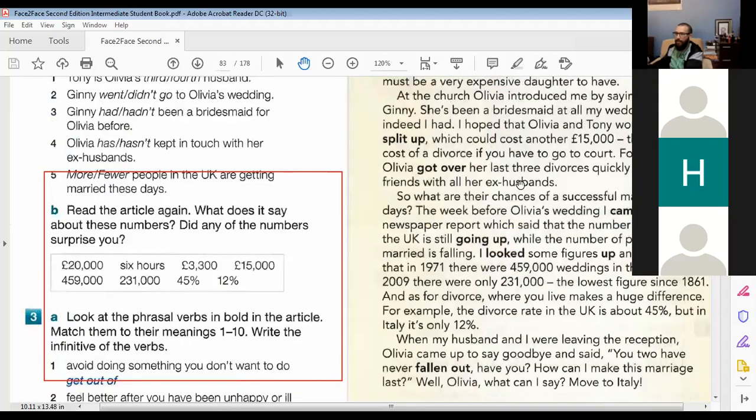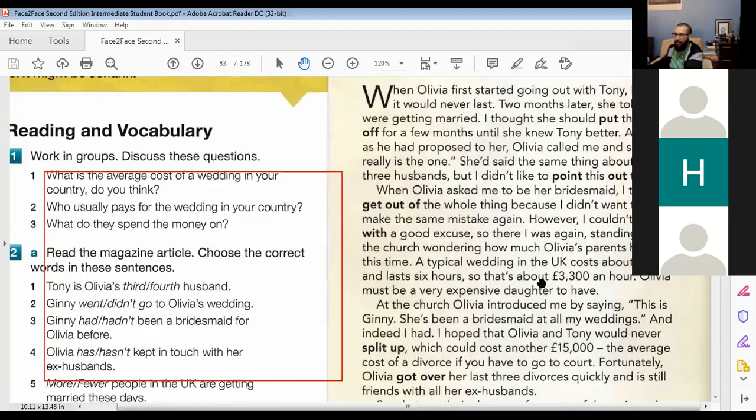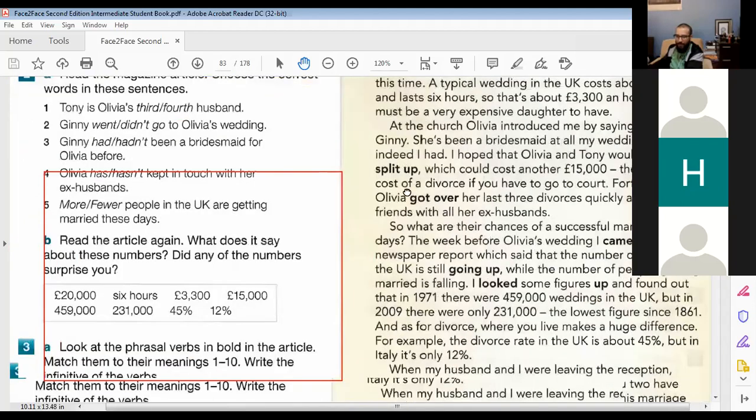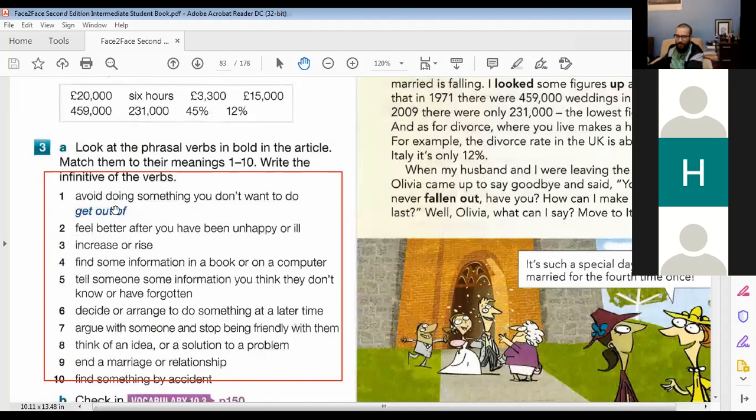All right, then we got, where is it? Come up with, we finished it. Get out of. I tried to get out of the whole thing. Get out of. This is already answered. Yes, it's used in example number 1.